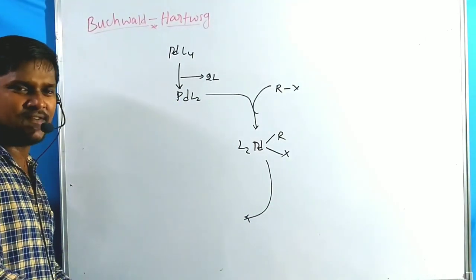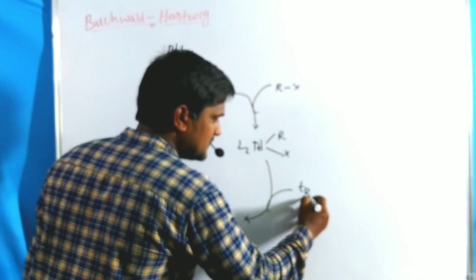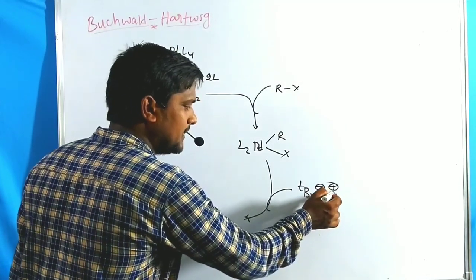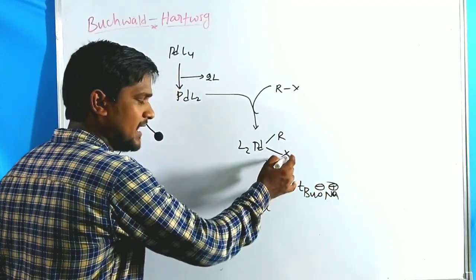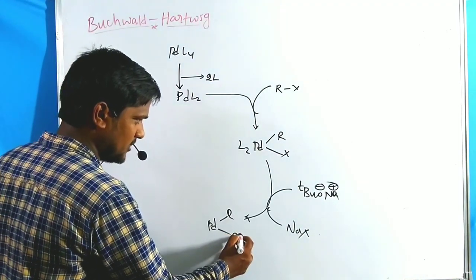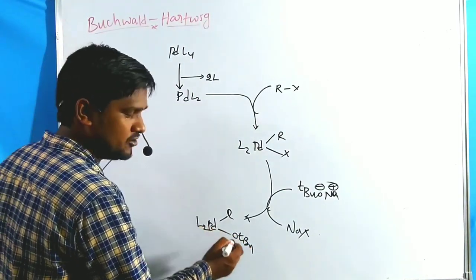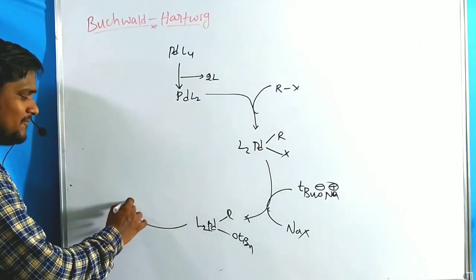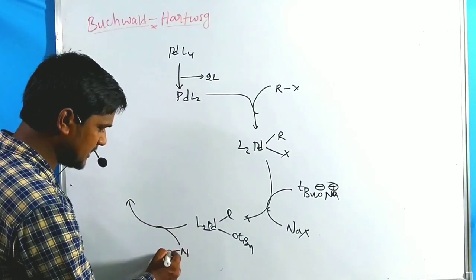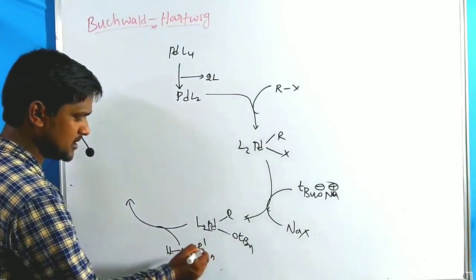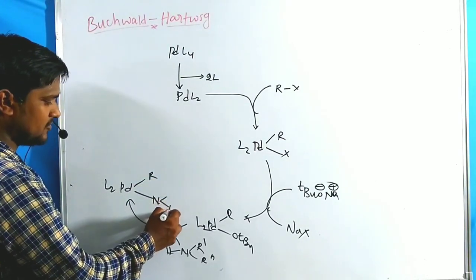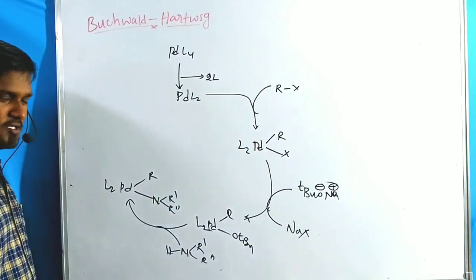Now the presence of base helps, this is the base O minus with a cation plus. Sodium plus and the halide are eliminated as sodium halide. Here it is the transmetallation step, giving O-tert-butyl palladium L2. Then, in the presence of the NH amine compound R'R'', it gives L2 palladium with R and the nitrogen bearing R' and R''.